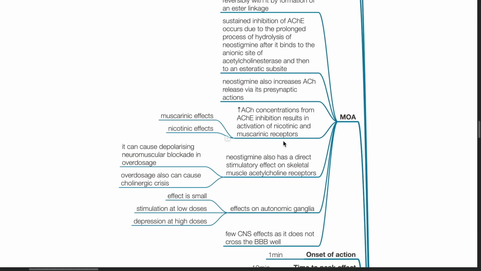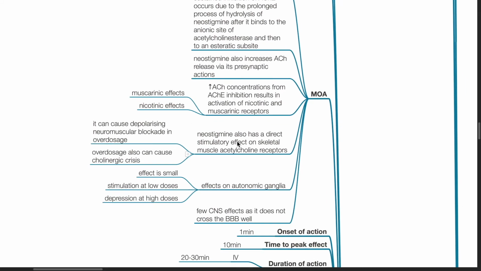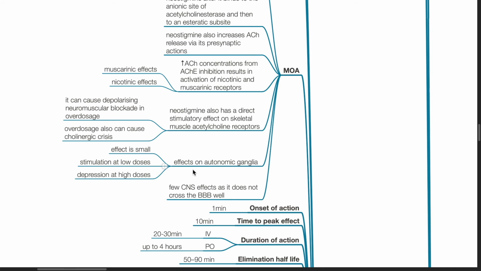Increased acetylcholine concentrations from acetylcholinesterase inhibition result in activation of nicotinic and muscarinic receptors, resulting in muscarinic and nicotinic effects, which are discussed earlier. Neostigmine also has a direct stimulatory effect on skeletal muscle acetylcholine receptors. It can cause depolarizing neuromuscular blockade in overdosage. Overdosage can also cause cholinergic crisis. Effects on autonomic ganglia. The effect is small. There is stimulation at low doses and depression at high doses.